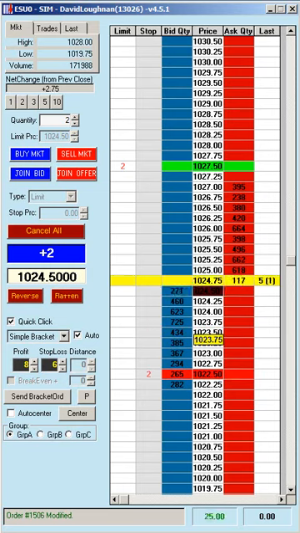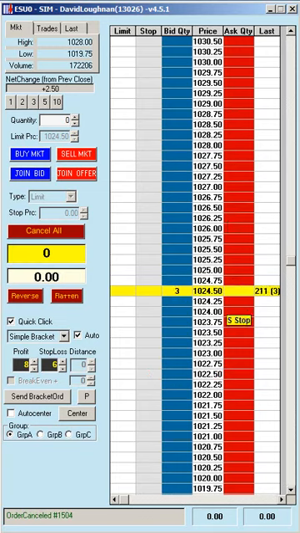Okay, so this is a normal power trade on the buy side. So what I'm going to do, I'm just going to flatten out of this trade. So just click flatten and automatically get straight out of the trade.